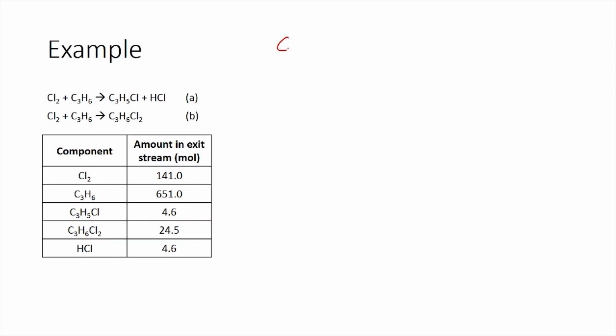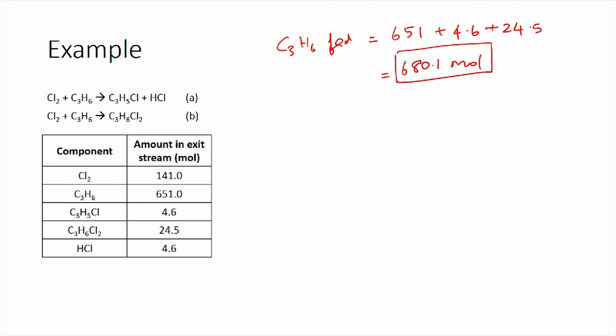Thereby the amount of reactant C3H6 fed would basically be the amount of reactant which is leaving the system, which is 651 moles, plus 4.6 which was consumed by the first reaction, plus 24.5 which was consumed by the second reaction, giving you a value of 680.1 moles. So this would have been the amount of C3H6 fed to the system. So this gives us the values for the first part.